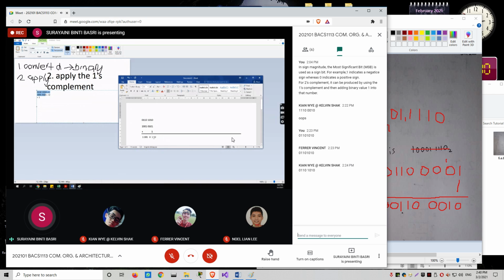Okay, so this is what you get, the result of the two's complement. When you change this back to decimal, you will get a negative number, because this one is showing the sign, which is negative.